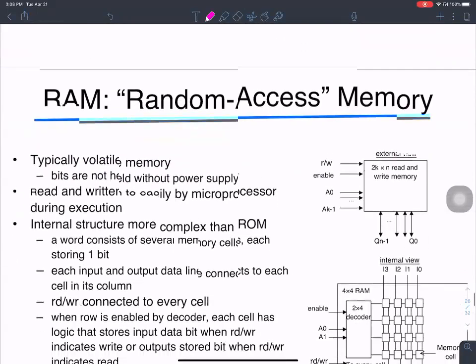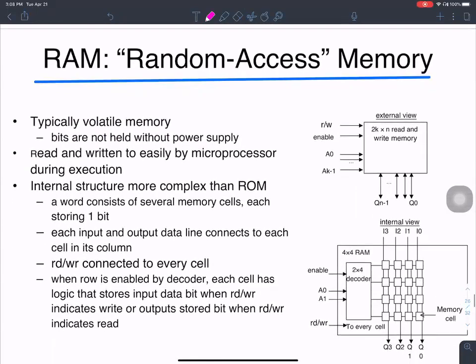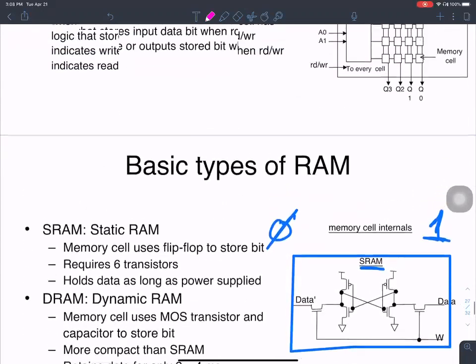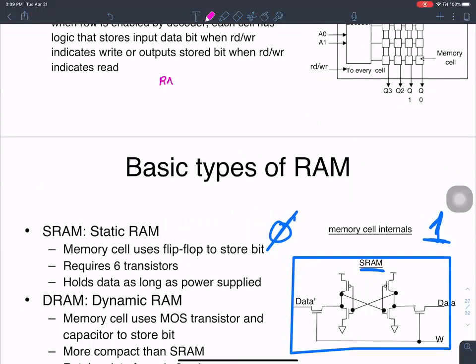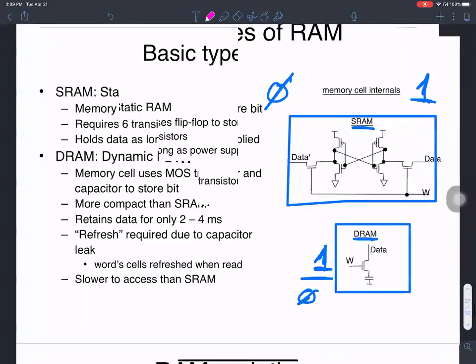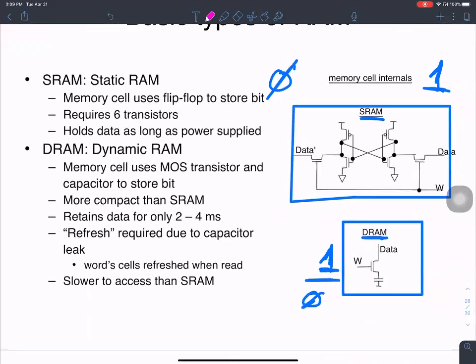Then we came to the topic of random access memory. And even within random access memory, I mentioned there are two kinds. RAM has two kinds, static RAM and dynamic RAM. We are going to take a closer look at these. So now take a cursory look at these two. The one on the top is the static RAM. The one on the bottom is the dynamic RAM.